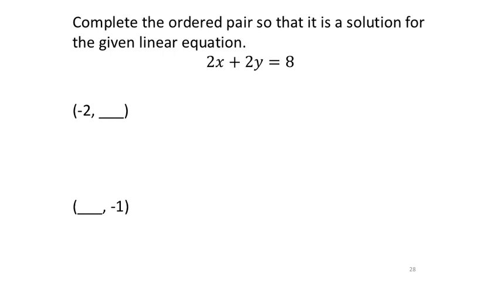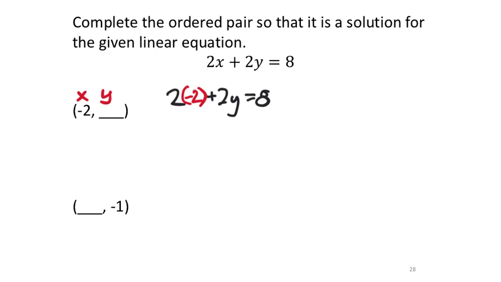So complete the ordered pair so that it is a solution for the given linear equation. Fair enough. What I have right here is an x value, right? Because it's x, y. And so in the equation that's given, 2x plus 2y, which should equal 8, it's saying the x value is, well, it should be -2, right? So if I replace that x with -2, all I need to do is find the corresponding y value that still makes it a true statement, right?